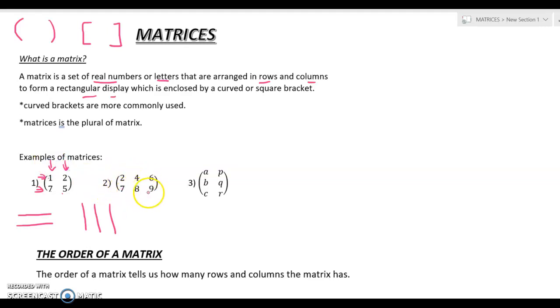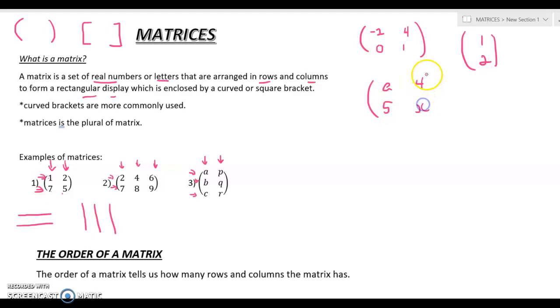And then number 2, this is another example: 2, 4, 6, 7, 8, 9. Here I have two rows, and we have 1, 2, 3 columns, right? And another matrix, we have A, B, C as the first row, and then P, Q, R as the second row, and then we have the 3 columns here. So some more examples of matrices. You could have minus 2, 4, 0, 1, 1, 2. You could have A, 5, 4, and X. These are the same kind of examples of matrices, right?